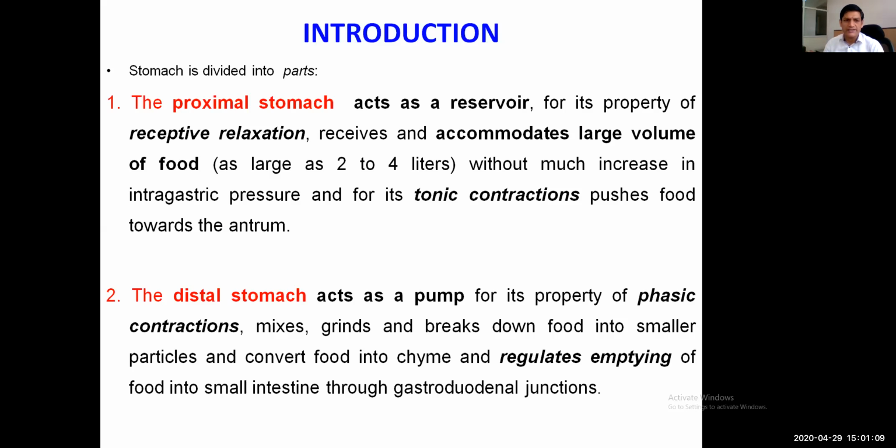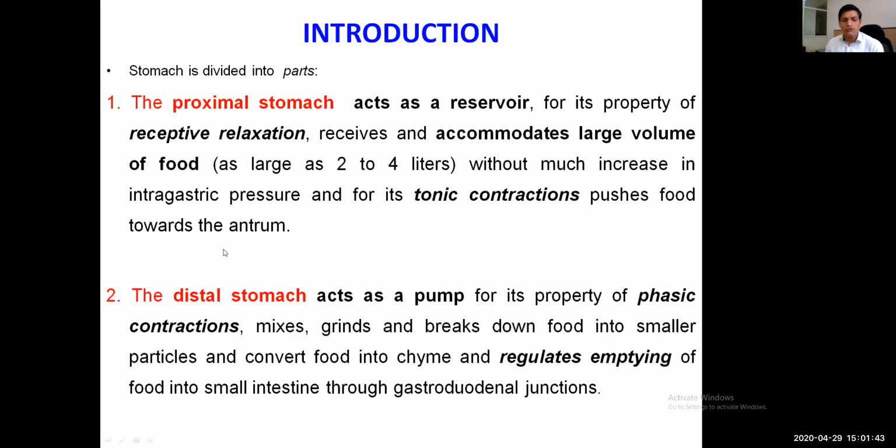There are mainly two parts, the proximal part and the distal part. The proximal part acts as a reservoir because of its property of receptive relaxation. As soon as food enters the stomach, it is stored in the proximal part, and it accommodates a large volume of food, around 2 to 4 liters, without much increase in the intragastric pressure because of its tonic contraction.